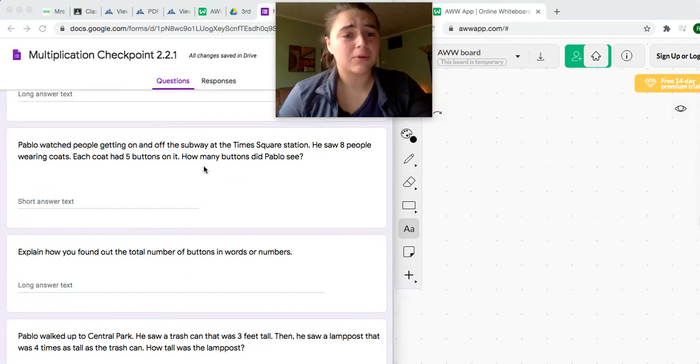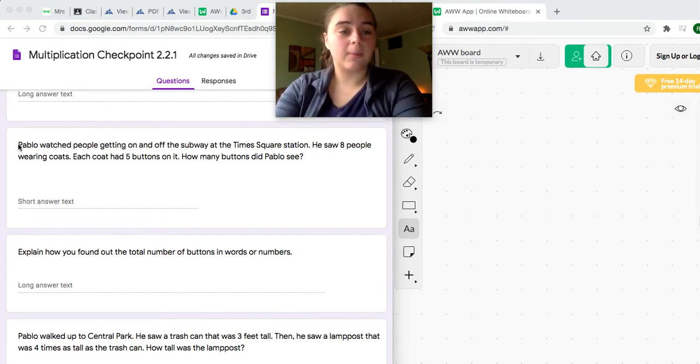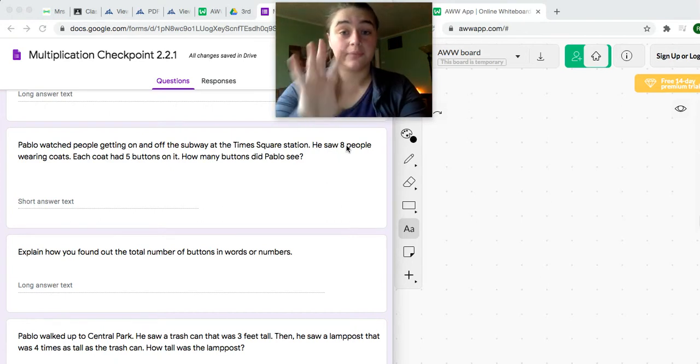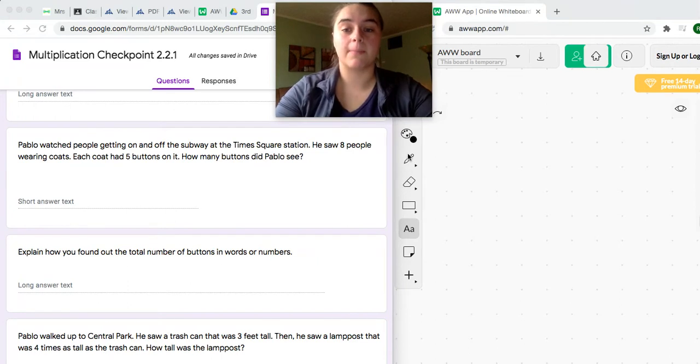All right, so when we're doing our CUBE strategy, one of the things that we have to do is get rid of unnecessary information. So this part here about Pablo watching people getting on and off the subway, we know that's something that we don't really need to solve this problem. The important parts to remember are that he saw 8 people wearing coats, and each of those 8 people had coats that had five buttons on it. So to solve this problem, we need to find the total amount of buttons.